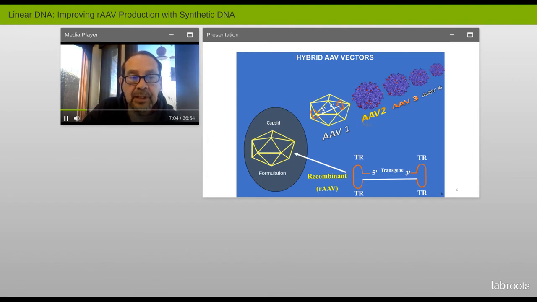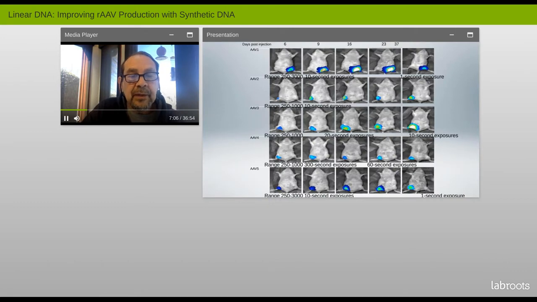And if you go to the next slide, you'll see that when you take these different serotypes of AAV with a so-called reporter gene, such as luciferase, and inject it into the muscle of a mouse, they transduce at different levels of capability, where you see AAV1 is much better than AAV2.